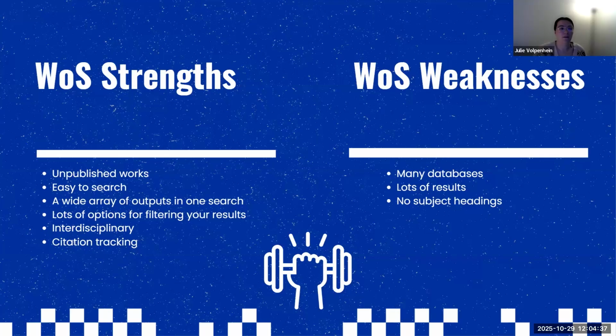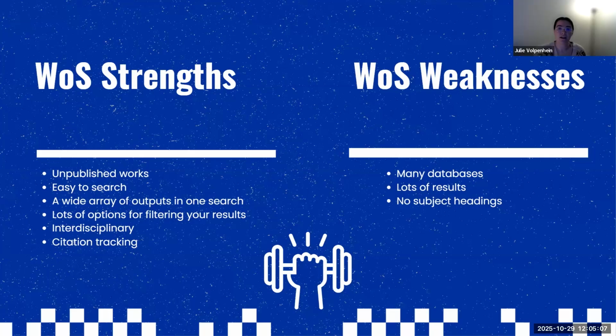With that, each database is different. So Web of Science has some strengths and some weaknesses. I think one of the strengths of Web of Science is it's really great for finding unpublished works, or at least unpublished in the way we tend to think about it. A lot of databases have this focus on peer-reviewed scholarly works, and those are great and very needed, and Web of Science has those as well, but they also have other types of information like policy documents or reports.